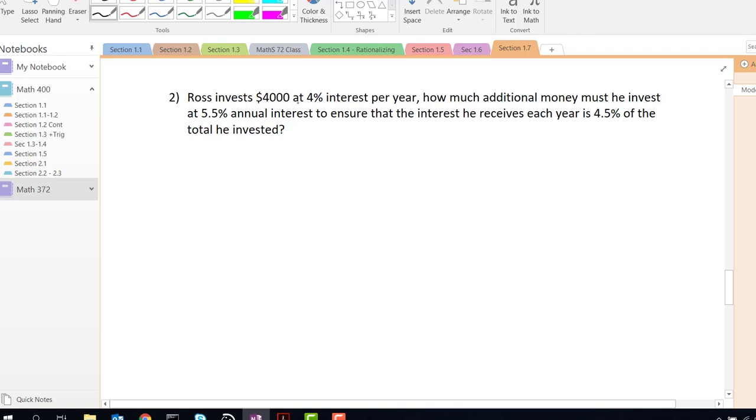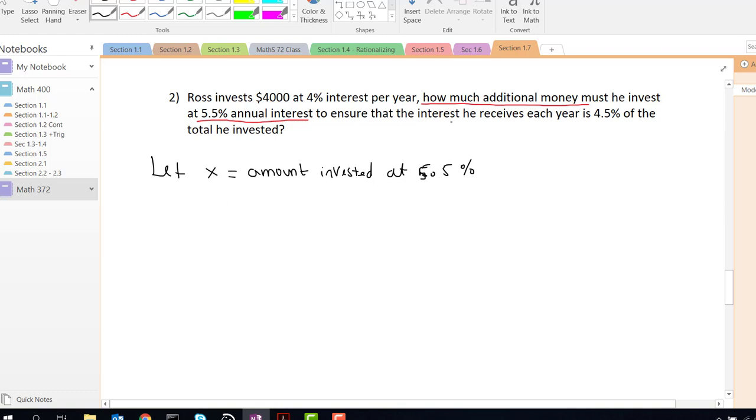So Ross invests 4,000 at 4% interest per year. Okay. How much additional money must he invest? So here's my question. With word problems, you always want to focus on the question. How much additional money must he invest at 5.5% annual interest? Okay. So that's what I'm looking for. So since I know now that that's what I'm looking for, I'm going to let X be the amount invested at 5.5%. As soon as I know what I'm looking for, I'm going to give it a variable.